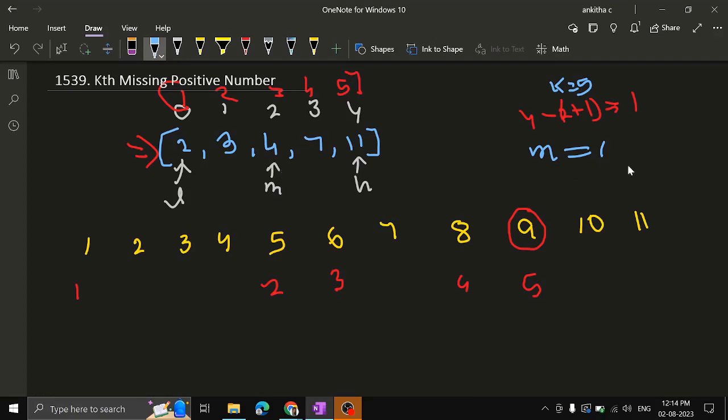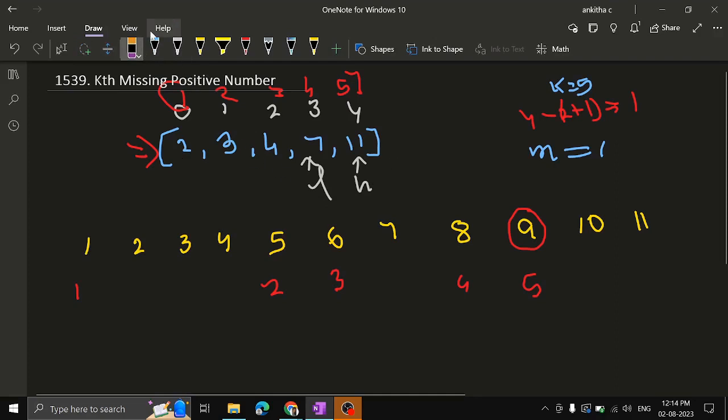So but what we need, we want the kth missing integer, but we have the first missing integer at this index. So what can we do? That means the missing element more than one will appear after mid. So that's why what we will do is we will make low equal to mid plus 1. So this is low. And here we have high.